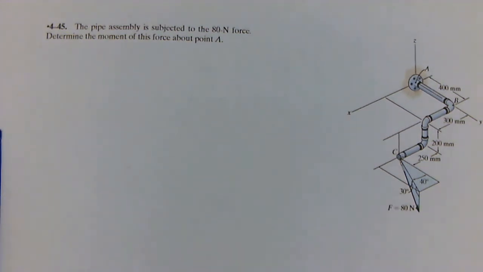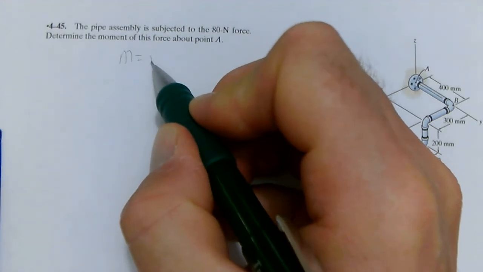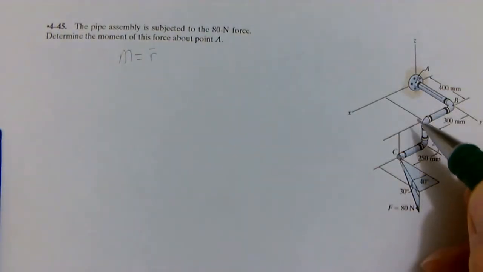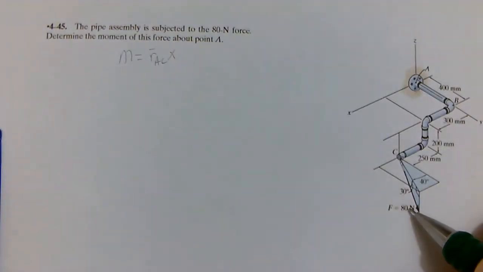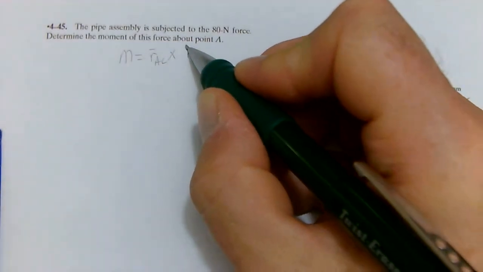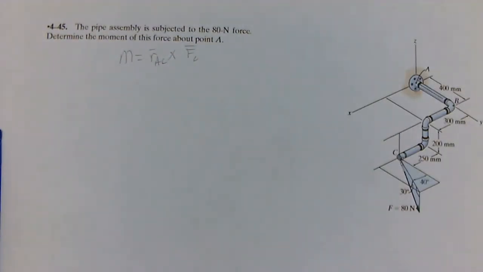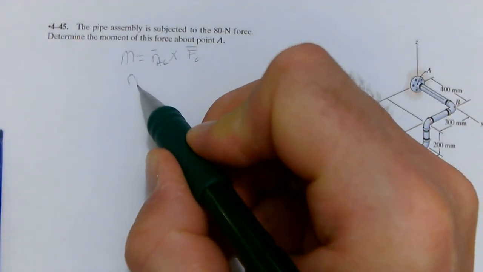Here we have a pipe assembly subjected to an 80 Newton force at C. And then we want to find the moment about A. So we want to do the moment equals R from A to C cross with F, and we'll call that F at C. So we want to write the vectors of both of those. So we'll start with RAC.